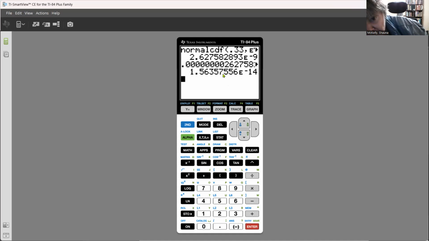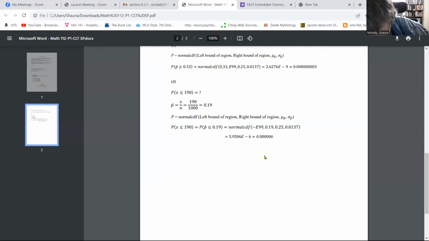So you've got 13 zeros in front of this one. It's a total of 14 places to the left. So you've got 0.000000156. So this is really small. So you get that answer, and you end up with this answer here.